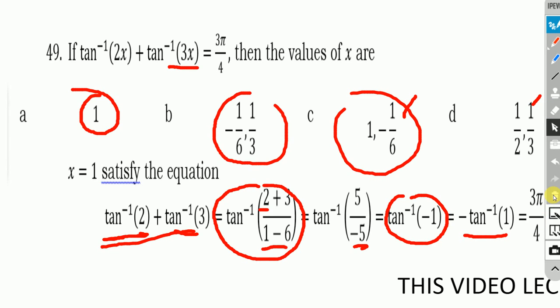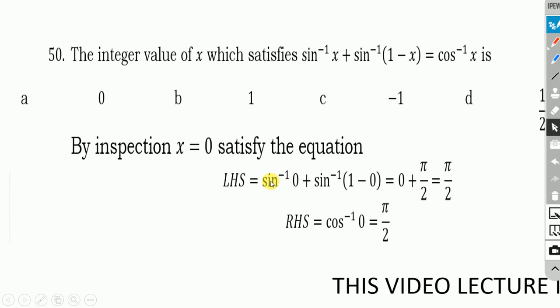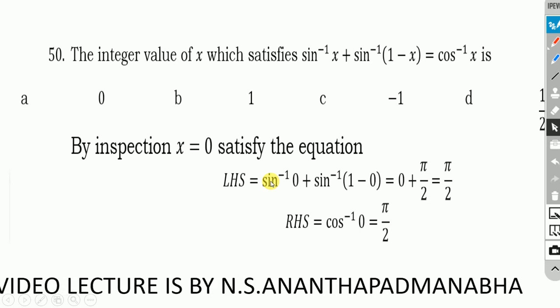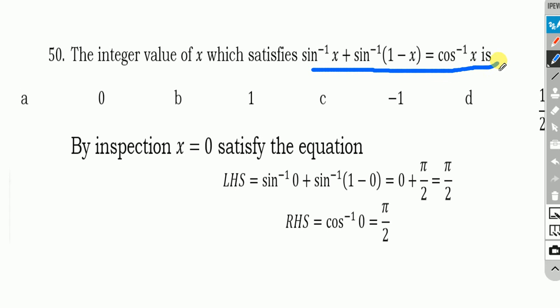The integer value of x which satisfies sin inverse x plus sin inverse of 1 minus x equals cos inverse of x: option A is 0, option B is 1, option C is minus 1, and option D is 1 by 2. By inspection, x equals 0 satisfies the equation. So we will go by option A.